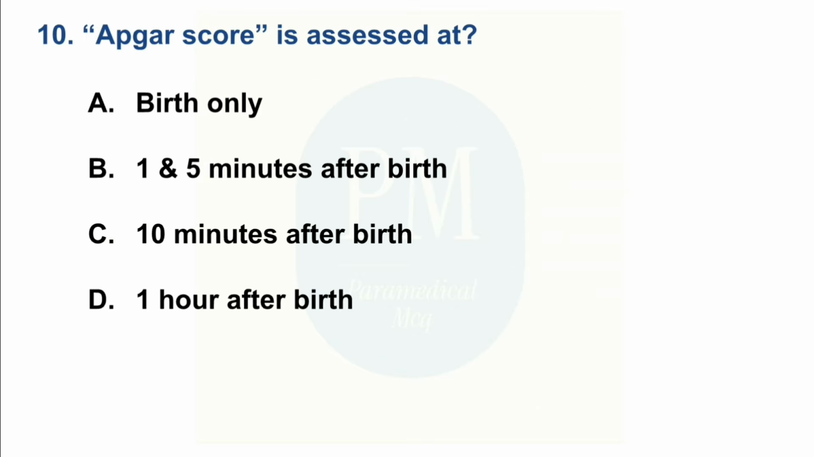APGAR score is assessed at option A, birth only. Option B, 1 and 5 minutes after birth. Option C, 10 minutes after birth. Option D, 1 hour after birth. The correct option is option B, 1 and 5 minutes after birth.